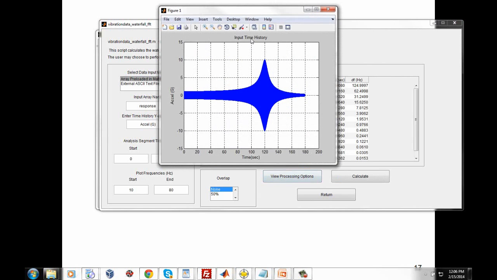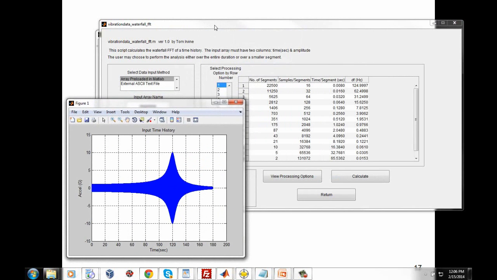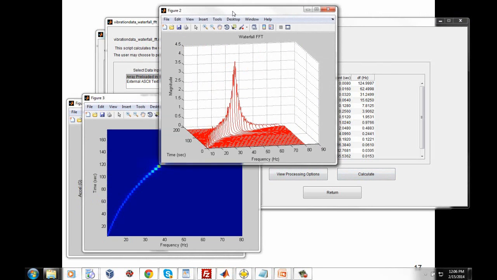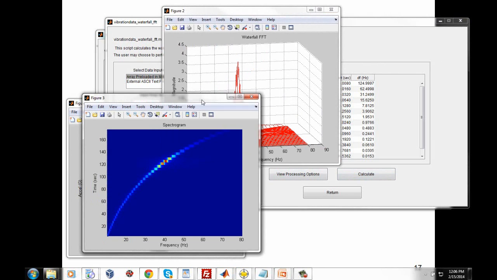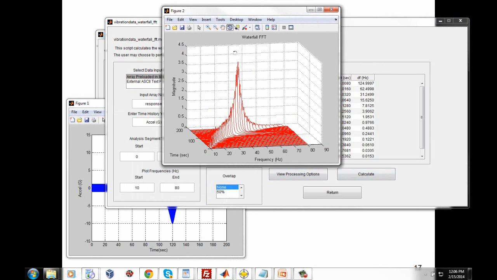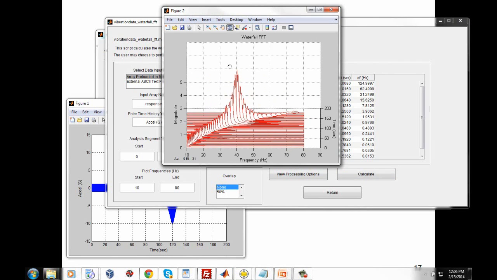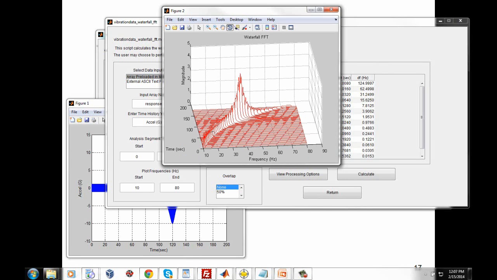View processing, okay, there's our input time history. Let's do option 10 here. It's going to give us about 4 seconds per segment, delta F about 0.24 Hertz. There's our spectrogram here. And let's go ahead and take a look at the Waterfall FFT. This is in its own way kind of aesthetically pleasing. So here we have frequency in Hertz, time in seconds, starting at 10 Hertz there.